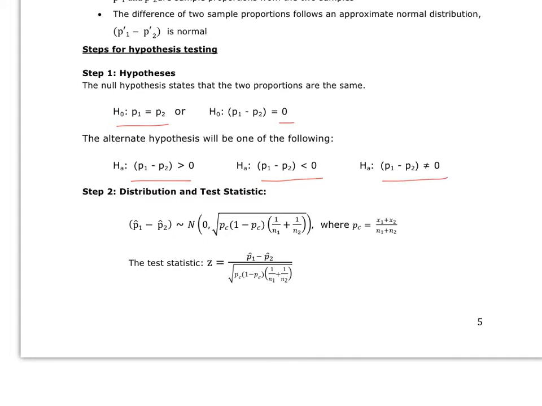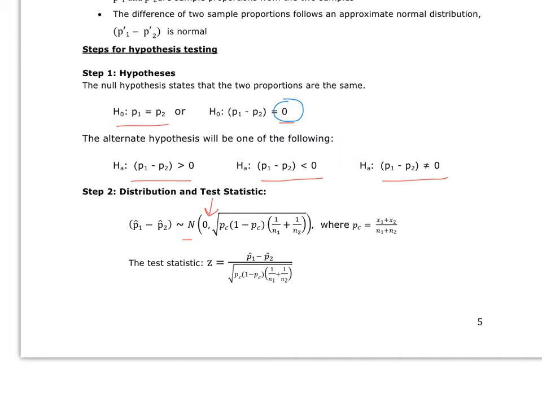Okay, we've said that this difference is normal, and so we need to have a mean and a standard deviation. Remember that we always get the mean from the null, or from the hypotheses. Okay, so the mean is 0, right? We're saying that this difference is 0, so we're saying that the mean for the distribution of P'1 minus P'2 is 0.